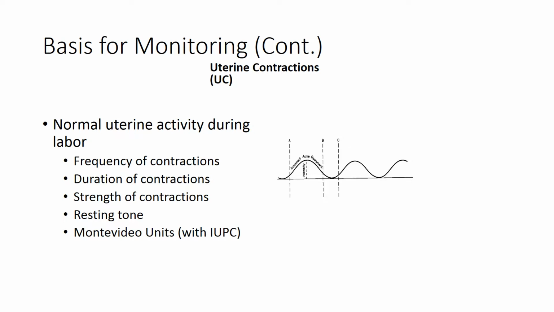And then the Montevideo units, they're used to measure the intensity of contractions in a 10-minute period. It can only be calculated with the internal pressure catheter in place. And remember, to have that internal pressure catheter in place, the mom's bag of waters has to be broken.